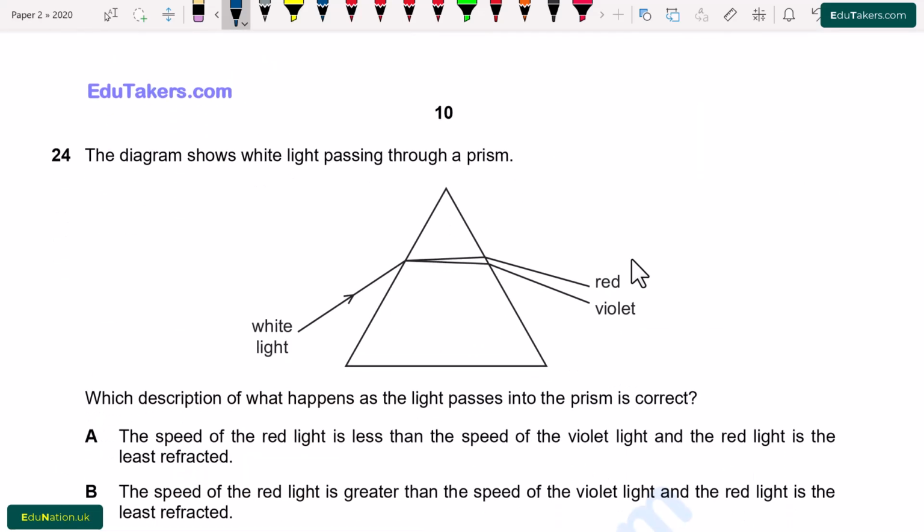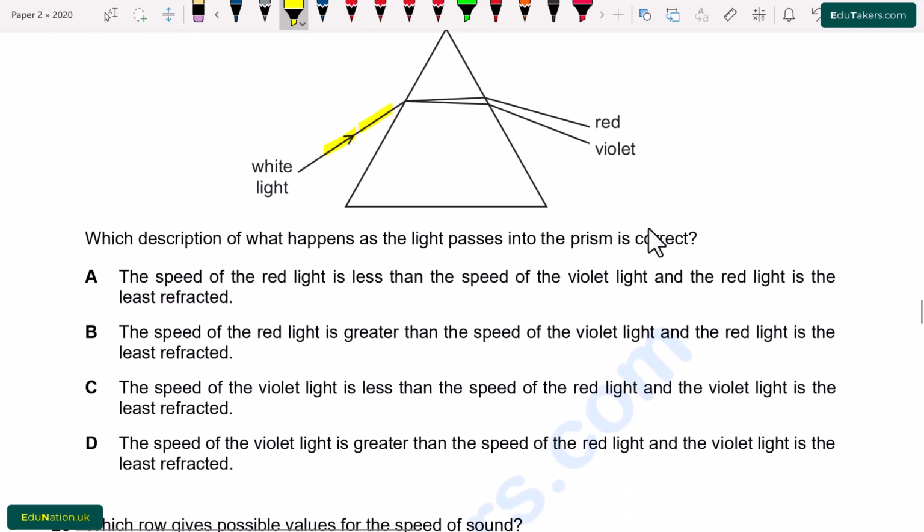Question number 24. The diagram shows white light passing through a prism. So this is a white light that is passing through the prism. Which description of what happens as the light passes into the prism is correct? So first of all, we know that there are red light and violet light. The wavelength of the red light is larger as compared to violet light.